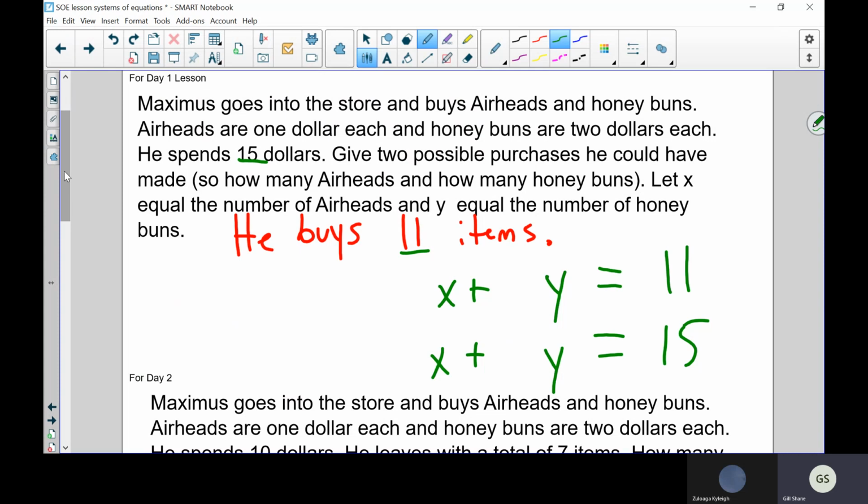What's the 11 about? It's about how many items, right? What numbers are about how many items? The number of honey buns and airheads. It's just $1, $2. That's not how many though. 1 and 2? That's money. I'm not talking about money. No, that's about money.